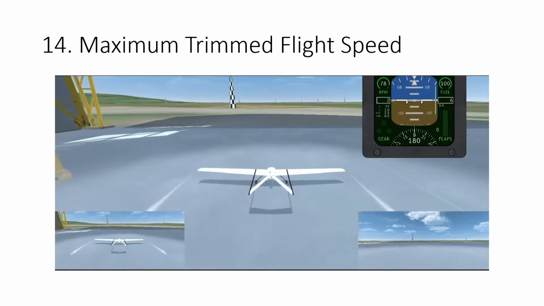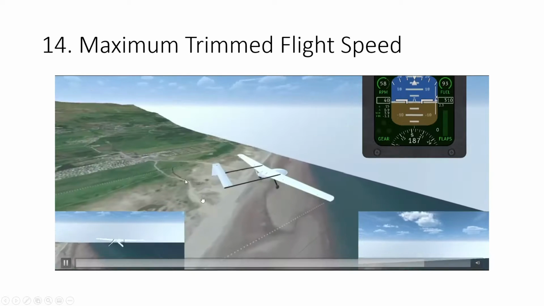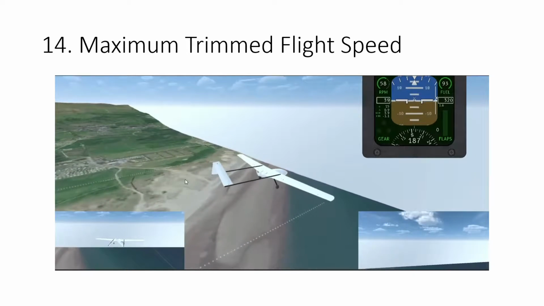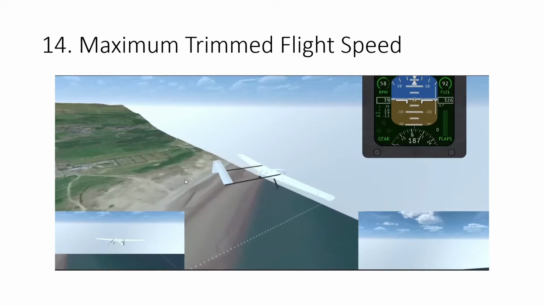For the maximum trim flight speed, you can see in the video that I managed to get to around 40 meters per second. In order to do this, a trim angle of -4 degrees was used to remain in steady level flight.